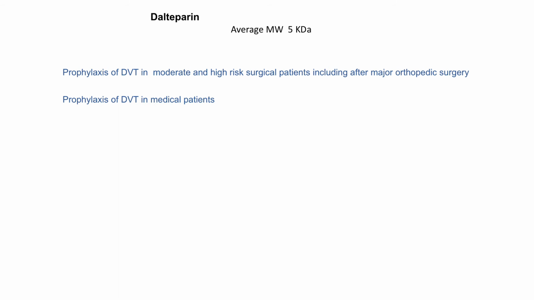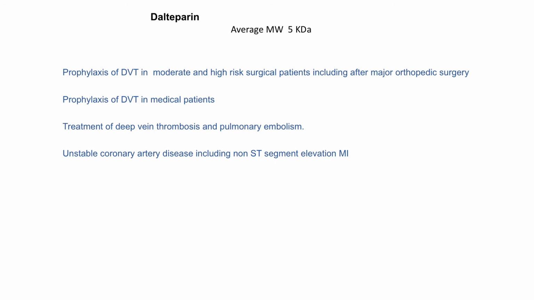Dalteparin is another low molecular weight heparin, and it is also used for prophylaxis of DVT, including after major orthopedic procedures. It can also be used for treatment of deep vein thrombosis and pulmonary embolism. Indications of dalteparin also include acute coronary syndromes, including non-ST segment elevation MI.